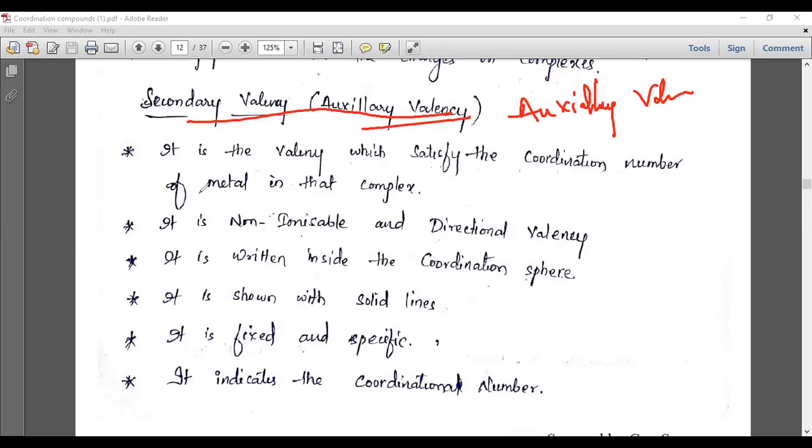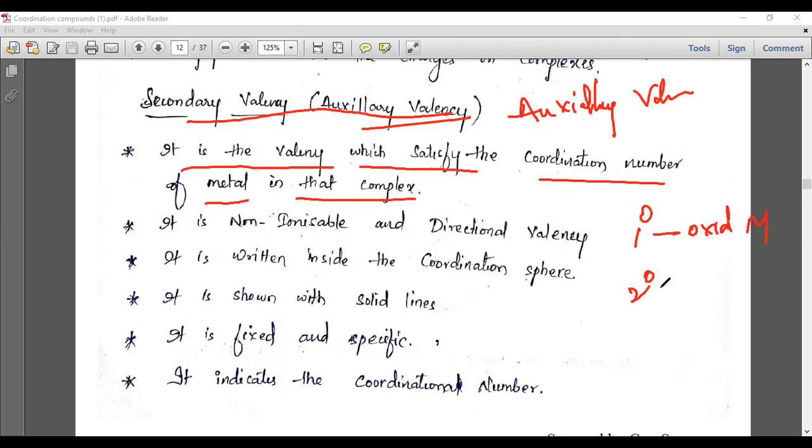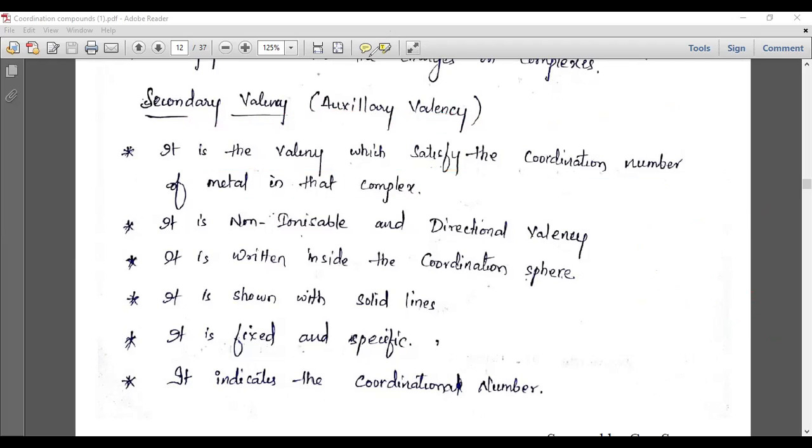Let us understand this auxiliary valency. It is a valency which satisfies the coordination number of the metal in that particular complex. The primary valency satisfies the oxidation state of a metal, and now this secondary valency will satisfy the coordination number of a metal. You should remember this. So what actually is the coordination number?